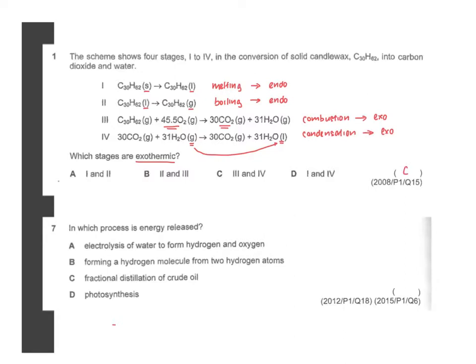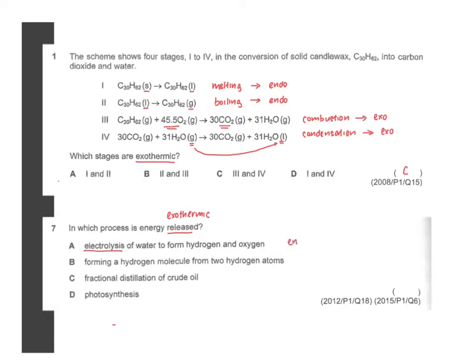The next question, in question 7, they are asking you in which process is energy released. So they are looking for an exothermic reaction. Option A, electrolysis. Where did we learn electrolysis? We learned it in elements, compounds and mixtures. We have learned that compounds can only be broken down by chemical means, and there are 2 chemical means that we have to learn in the syllabus. One is by using heat to break down a compound. The other one is by using current to break down a compound. So we need to supply energy in the form of heat or current to break down a compound.